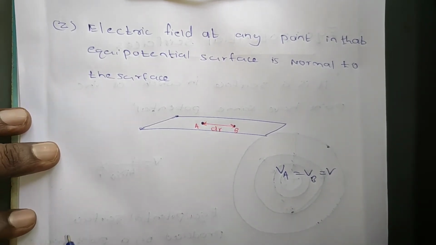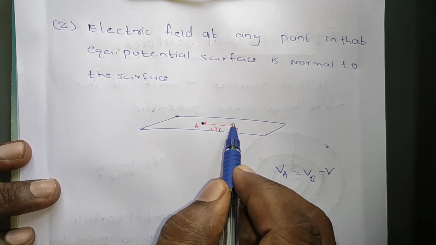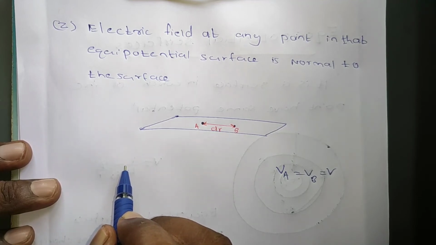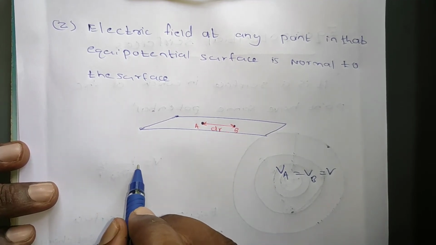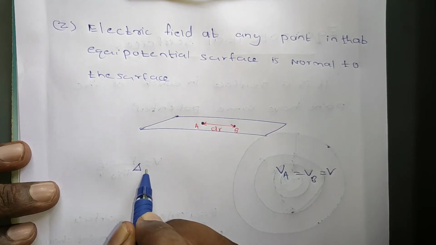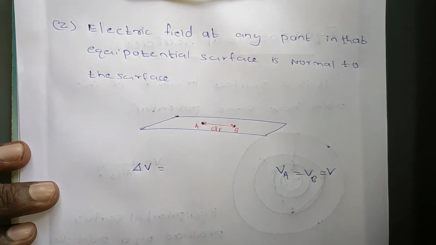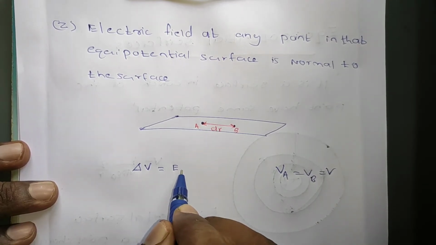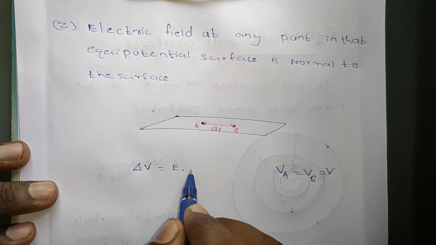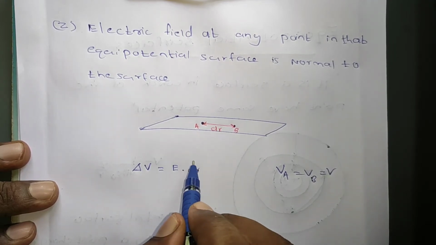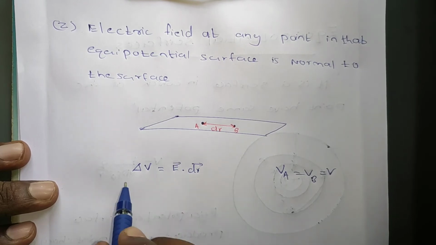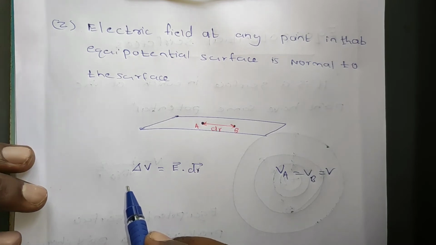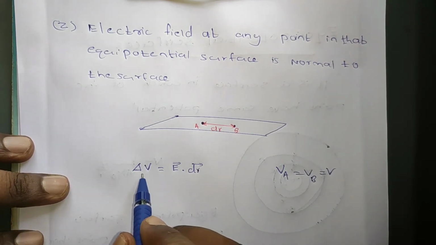So consider the work done to move a unit positive charge from A to B. What is the formula? Delta V is equal to what you will get? That is equal to E dot dr. This formula you already know, how it came. We discussed it in the previous topics, the work done to move a charge from one point to another.